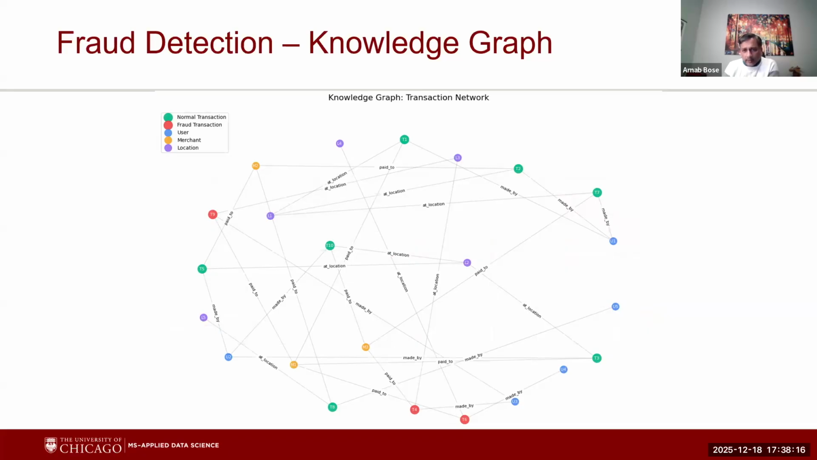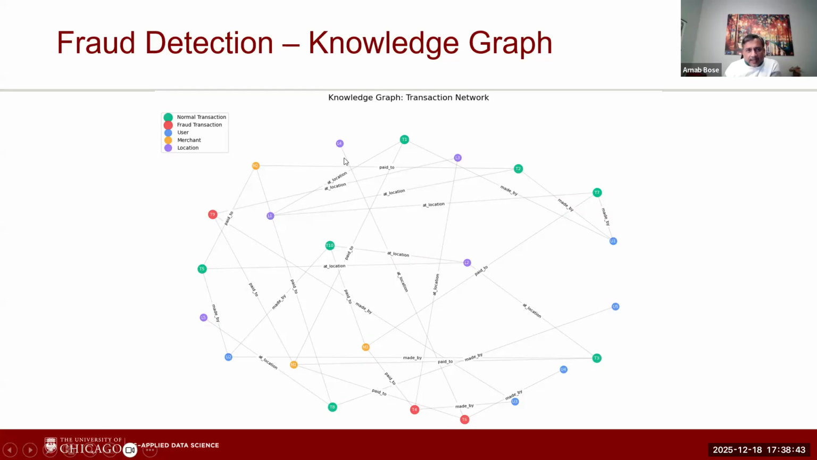The U1, U2, you'll see some out here. Those are the users, U1, U5, right? The purple are the locations, and the yellows are the merchants. So you have one, two, three merchants, and I think four users. And you can see the edges, right?